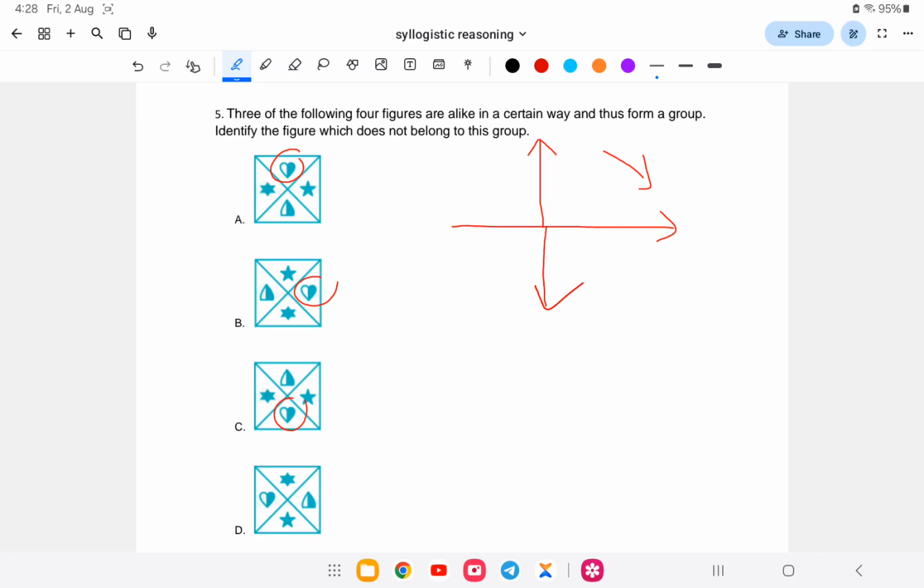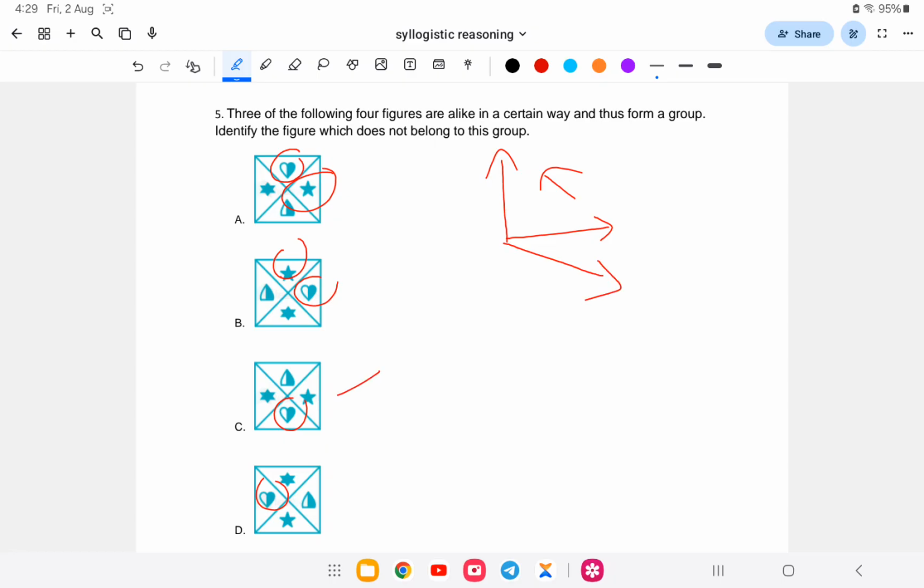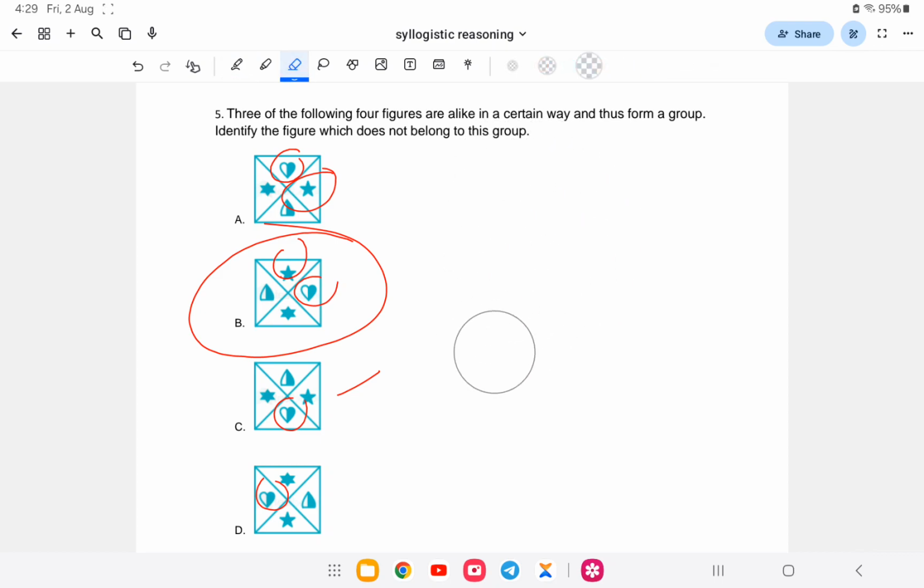It goes down, and the last one goes over. So it follows the clockwise direction. Next, let us see the others. It starts from the top. The third and fourth go down. So in number B there is an anomaly: others go from the top to down.